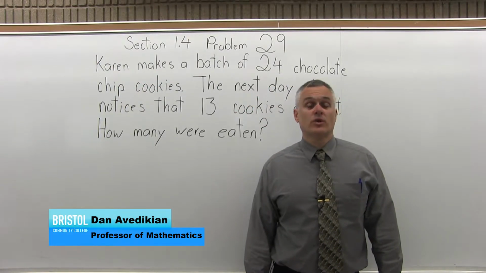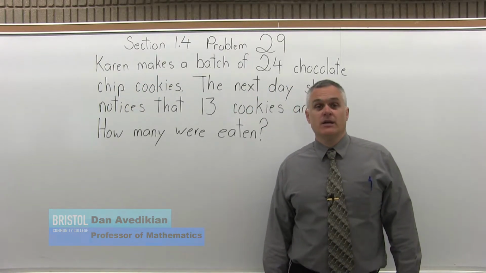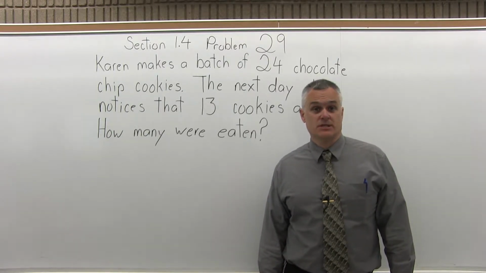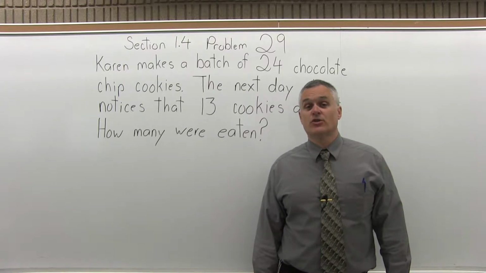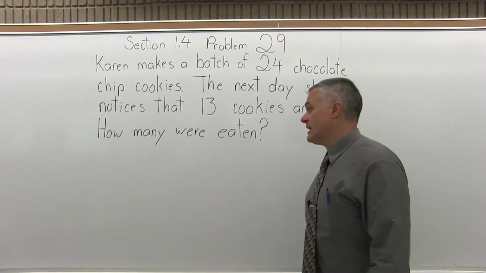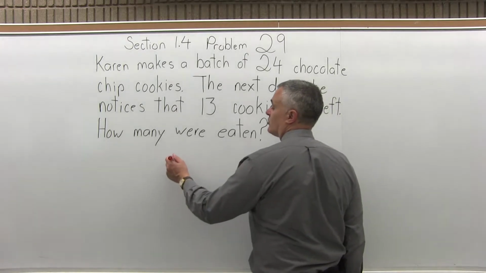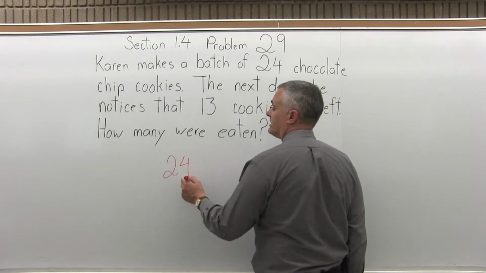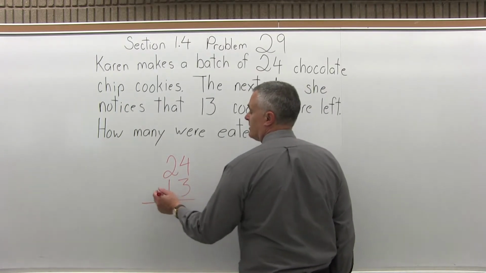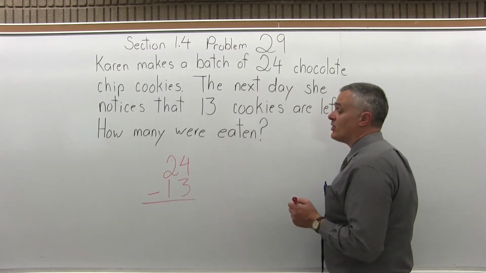This is Section 1.4, Problem 29. It says Karen makes a batch of 24 chocolate chip cookies. The next day she notices that there are 13 cookies left. How many were eaten? So what we have to do is take the 24 cookies that were made originally in the entire batch, subtract off the 13 cookies that are left, and you'll see how many were eaten.